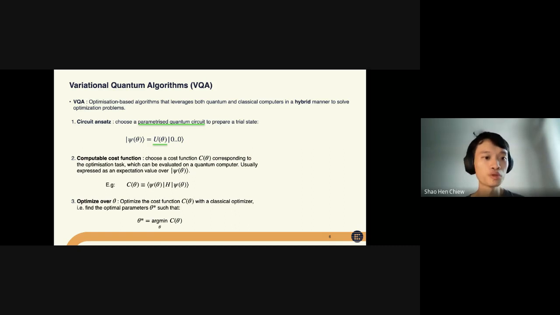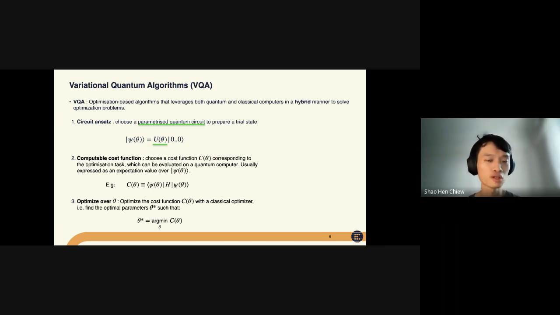Secondly, we need to define a computable cost function. By computable here, I mean a cost function that can be computed on a quantum computer. This cost function will naturally depend on this parameter theta that we've defined before. In a lot of cases, as you will see, the cost function can usually be chosen as an expectation value over the quantum state. For example, if you are trying to minimize an energy of some kind, where the energy is represented by a Hamiltonian operator, then your cost function is nothing but the expectation of this energy over the parameterized quantum state psi.